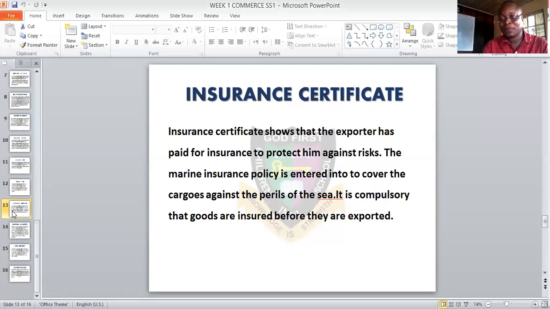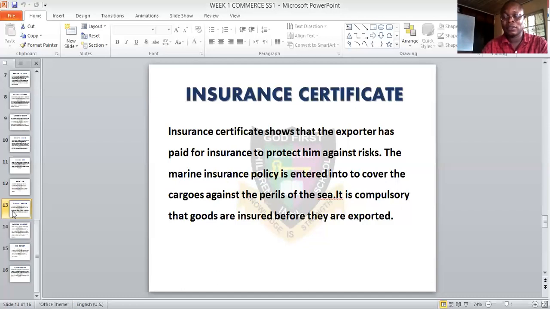If the exporter has not paid for the insurance, their goods will not be protected. They use this insurance certificate to protect them against any risk. This is why we talk about marine insurance, insurance on the sea, which will cover the cargoes against perils of the sea.